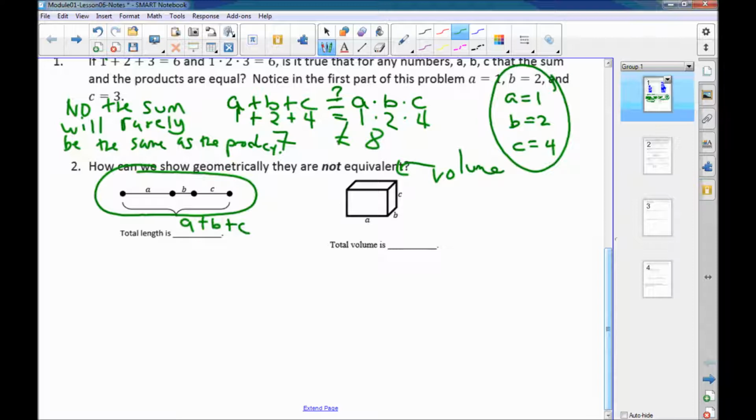So the volume, remember, is the area of the bottom, which is a times b because it's a rectangle, times the height of that rectangular prism. And these are not going to be the same. So obviously finding the length of 3 segments is not the same as finding the volume of a rectangular prism where the sides of the rectangular prism are the same lengths of the segments. All right, let's flip it over and take a look at the second page.